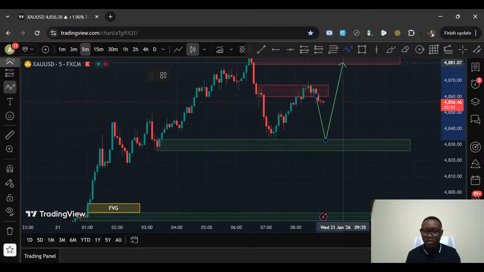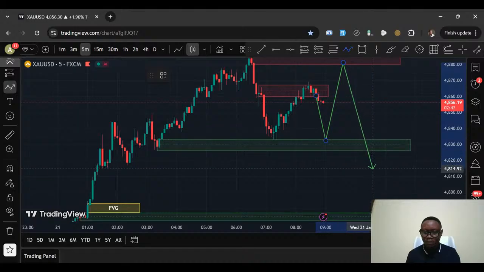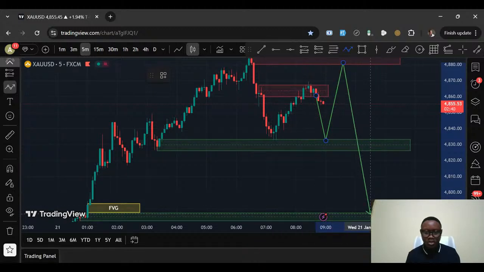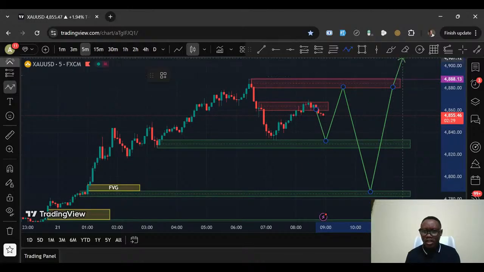to this supply zone. This supply zone might then push price all the way to sweep available liquidity below this swing level, right? Then tap into this order block and boom, probably take out this level. The price can come all the way here to take out this high. Okay, so this is what we are anticipating.